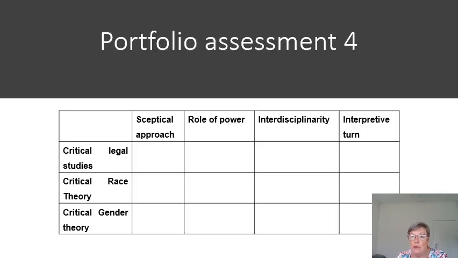Then Portfolio Assessment 4 is this one, and it fits on one page, and it must continue to fit on one page. I'm not interested here in you going into enormous amounts of detail as to what each of these mean. So you must, for example, briefly, and this literally can be done with bullets. This is the one time you're allowed to use bullets, to explain what is the essence of the skeptical approach in critical legal studies, the skeptical approach in critical race theory, and the skeptical approach in critical gender theory. And then do the same for the role of power, interdisciplinarity, and the interpretive turn.